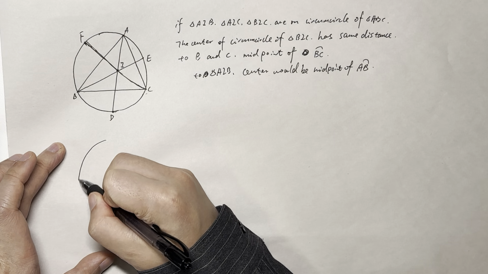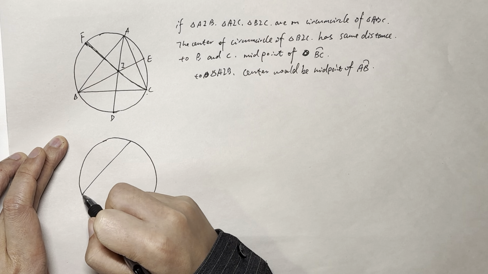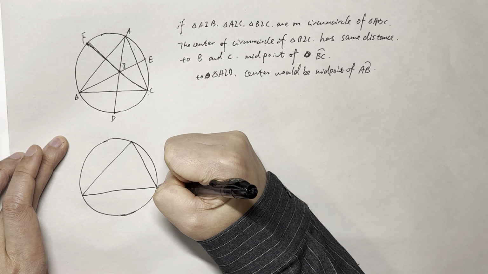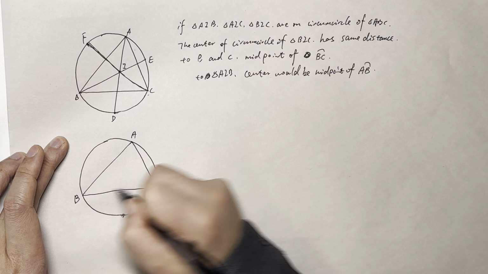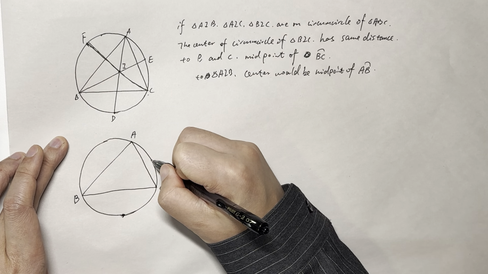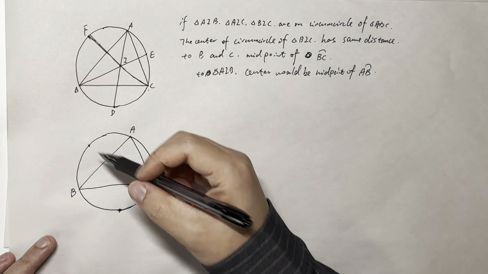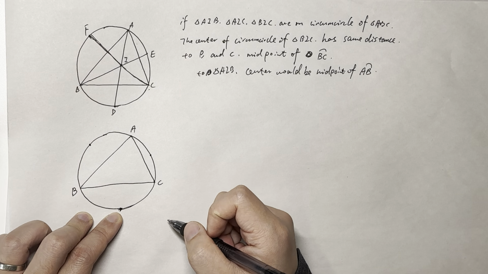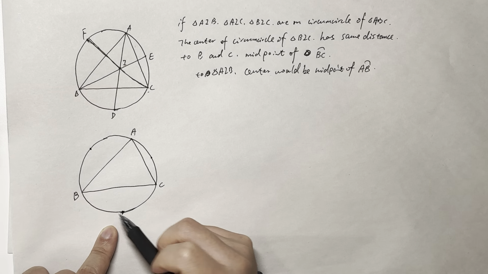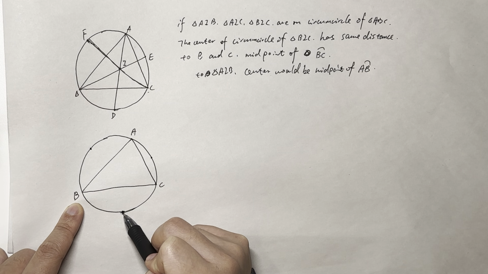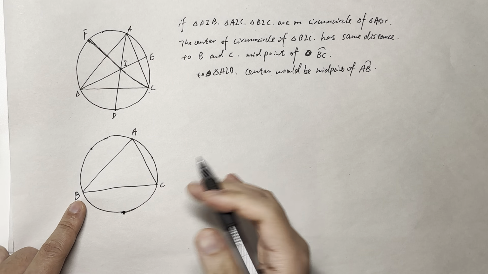It looks like this. We have a triangle, and we find the midpoint. Right, we find the midpoint here, midpoint here, midpoint here. That is the center of the circumcircle of triangle IBC, right? Let's call it I prime, for instance.